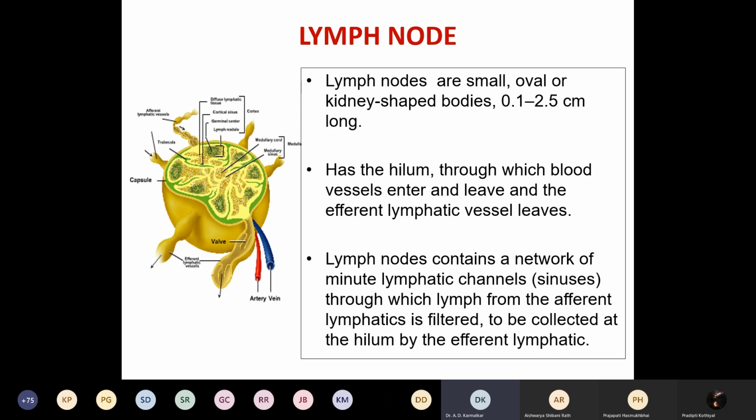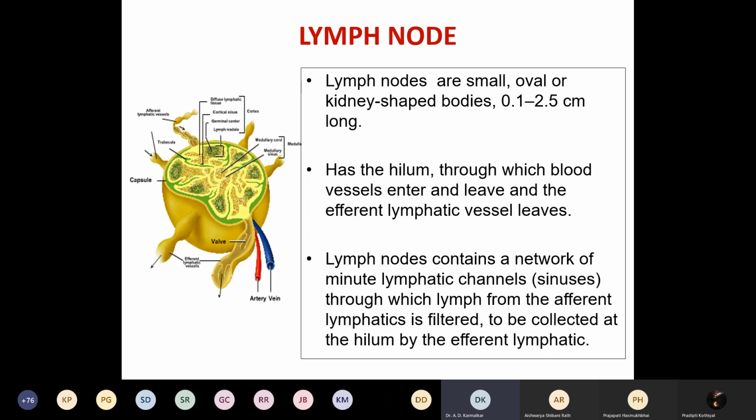There will be blood vessels going inside and coming outside with the vein, along with the efferent lymphatics. The lymph node also contains a network of lymphatic channels. There is a sinus; if you see in the green, there is a sinus outside the green, through which the lymph will flow and get filtered. We'll see that channel. So just remember, it is a lymph node.